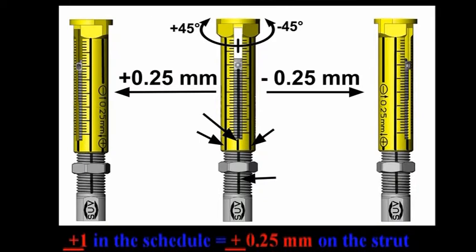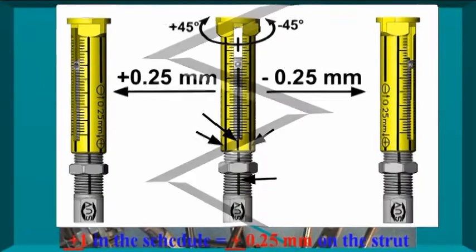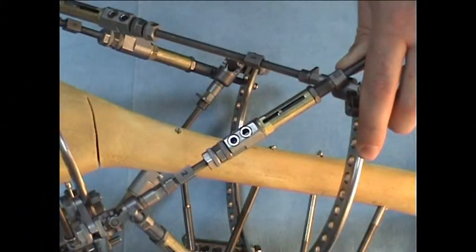The yellow cylinder of the strut has 8 longitudinal black lines. The internal threaded clutch of the strut has 1 bold longitudinal black line. The turn of the cylinder from one black line to another relative to the black line of the threaded clutch is quarter millimeter. The turn made by the strut from one black line to another is 45 degrees, or it is 1 in the schedule you give to the patient.